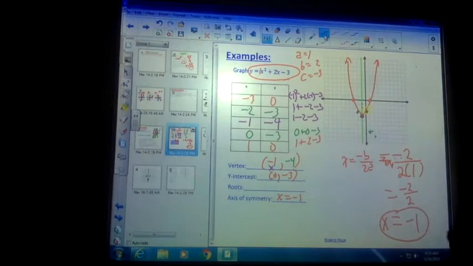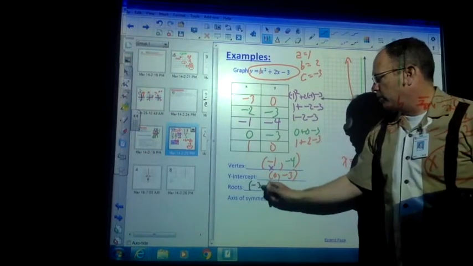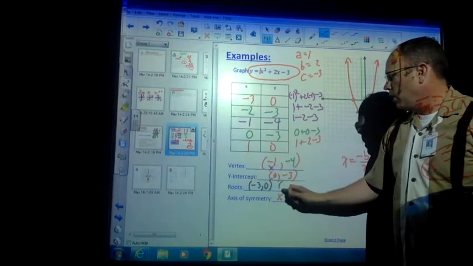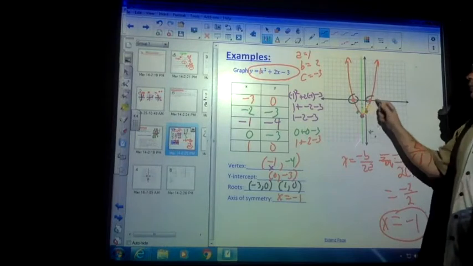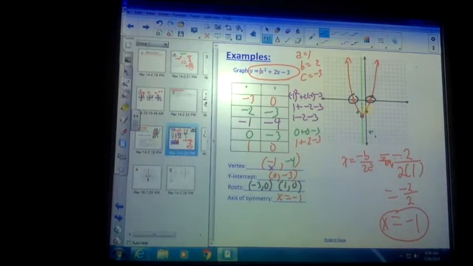Now, do we know where it crosses the x-axis exactly? What do you think? Take a look at our graph. If it crosses the x-axis, it means our y value is 0. Do I have any y values up there that are 0 on my grid? Yes, I do have 2 of them. So my roots are -3, 0 and 1, 0. There's my roots. It worked out real nice and neat that it crossed there.